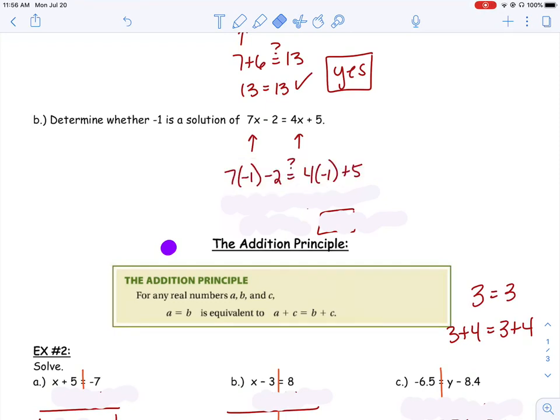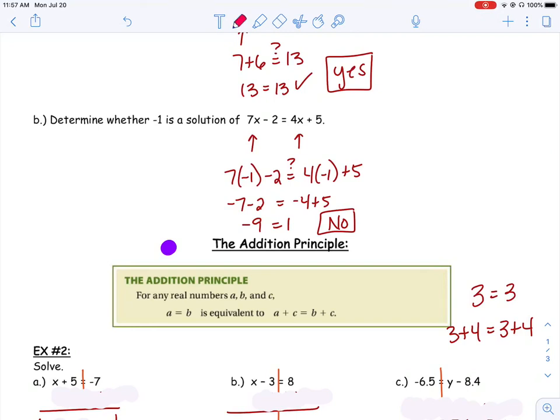So now I have an equation that says 7 times -1 minus 2, and we want to know if that's equal to 4 times -1 plus 5. Let's work with both sides separately. Remember your order of operations. We're going to do multiplication first. So 7 times -1 is -7. 4 times -1 is -4. And on the left side, we have -7 minus 2, which is -9. And on the right side, we have -4 plus 5, which is 1.